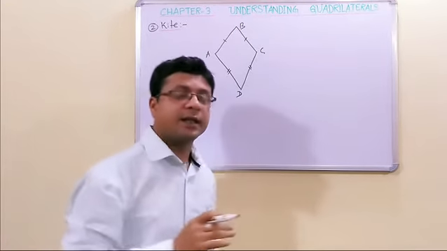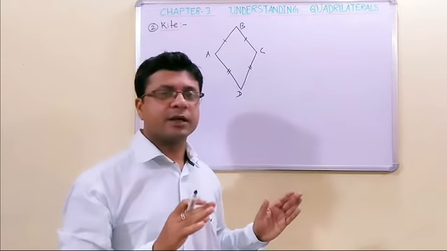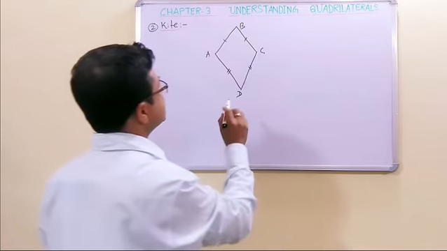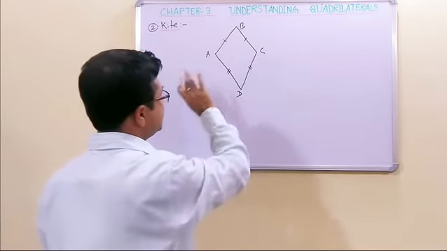Now, what are the other properties of a kite? Here we are just explaining. I will write all the properties in the assignment. The first property is that these are equal sides. This is the definition actually.